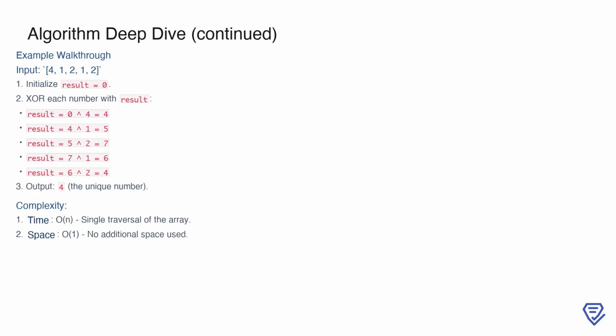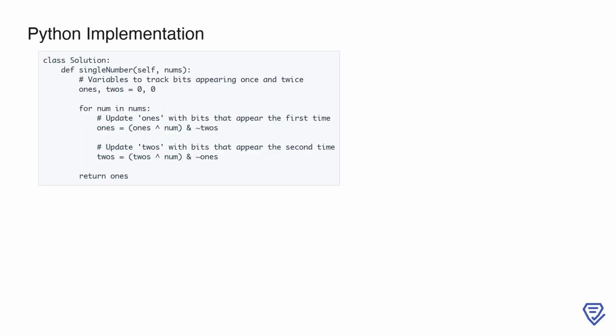The time complexity here is O(n), as we traverse the array once, and the space complexity is O(1), as no additional data structures are used. This code solves LeetCode problem 137, Single Number 2, using a highly efficient bitwise manipulation technique. The goal is to find the single number in an array where every other number appears exactly 3 times.